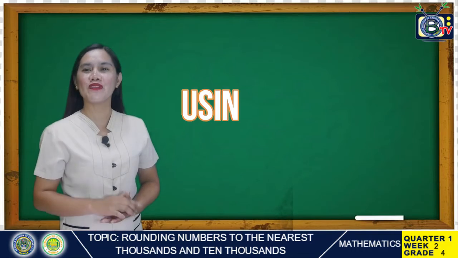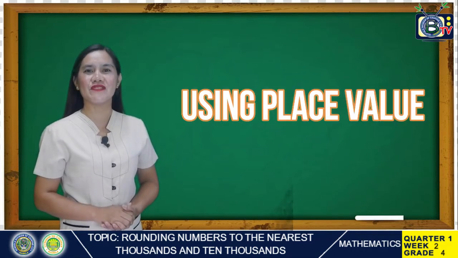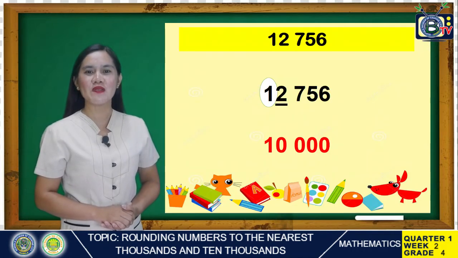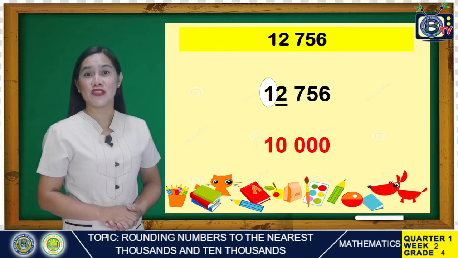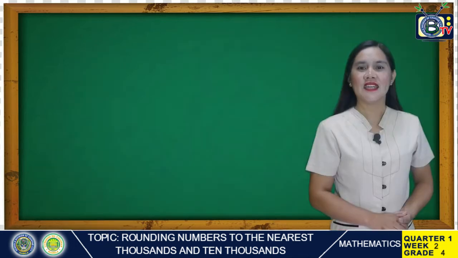Another way to round off numbers is by using the place value. In 12,756, the number to the right of the rounding place is 2. Since 2 is lesser than 5, we round it down. Change all digits to the right of the rounding place into zeros. So, 12,756 round down to 10,000. Can you follow, class? Let us have another example.